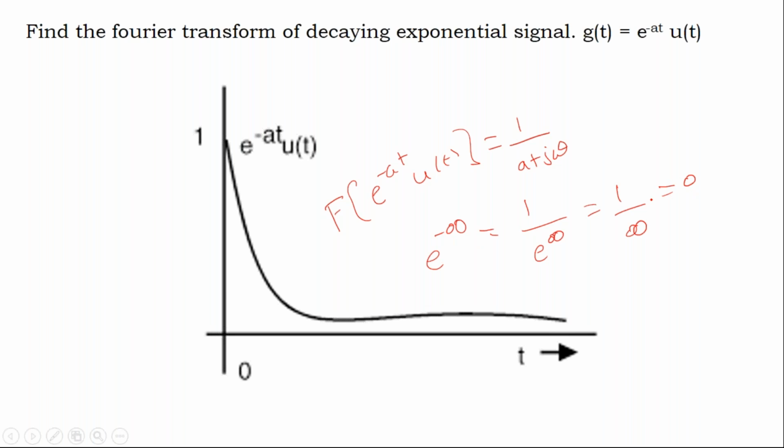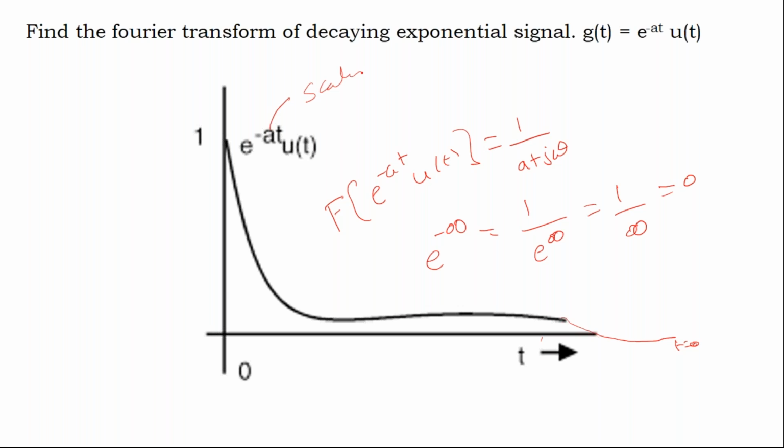So e power minus infinity is nothing but 0. So it starts at 1, it goes on decreasing. As t tends to infinity, it falls to 0, but it is not touching 0. It will touch 0 only if t equal to infinity. Now in this case here, the value of t is infinity. That is how you will have this decaying exponential. So the Fourier transform of this decaying exponential is 1 by a plus j omega. Here a is the scaling factor. We call it the scaling factor.